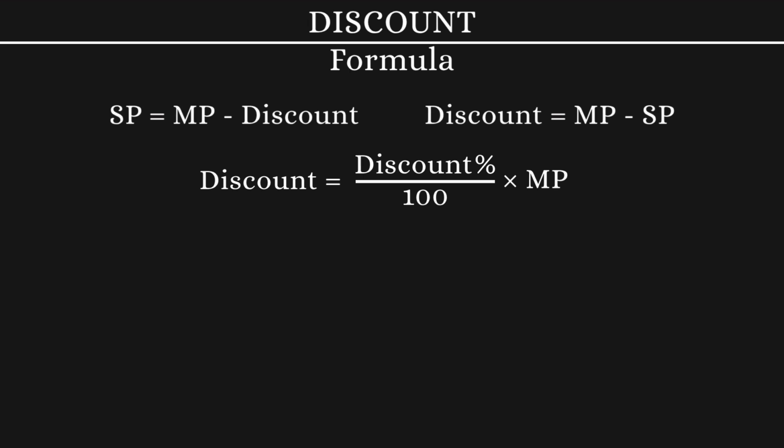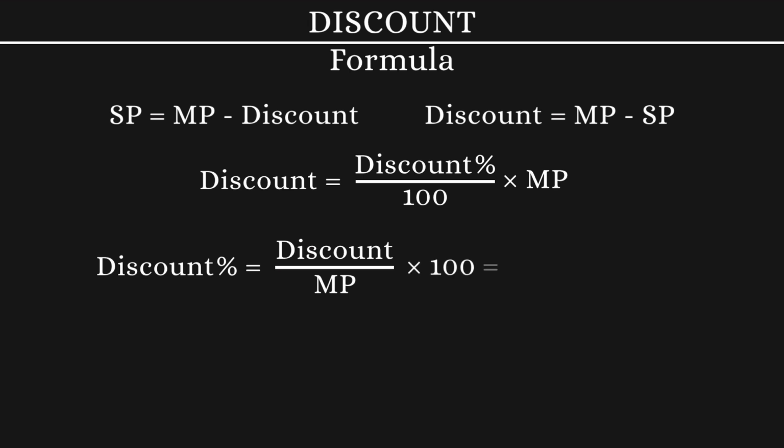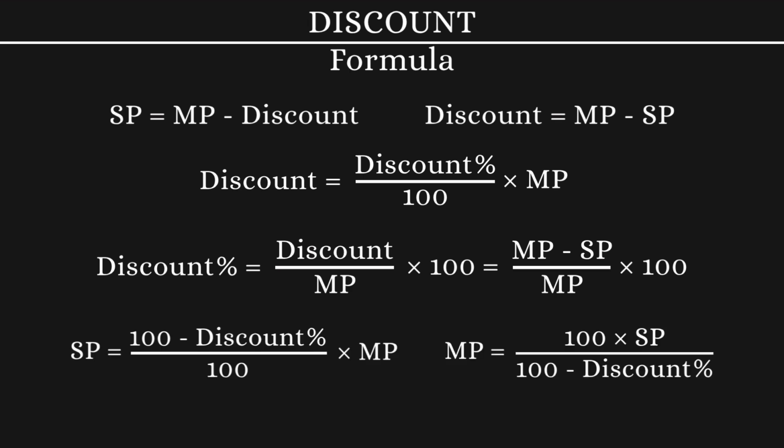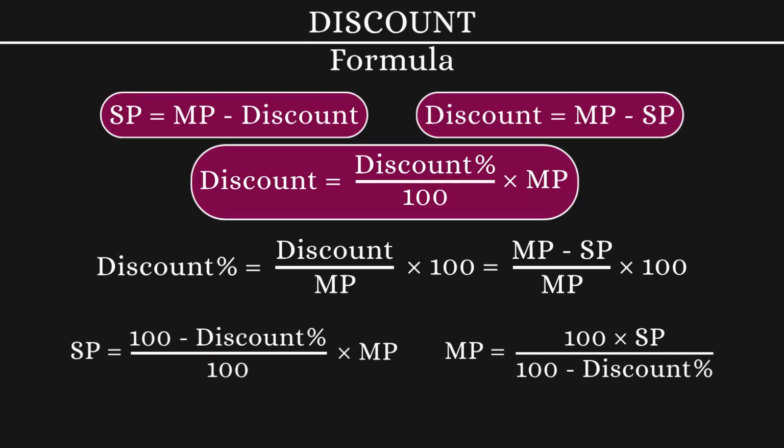From this formula, you can also write discount percentage is equal to discount divided by marked price into 100. Using this expression in place of the discount, we have discount percentage is also equal to marked price minus selling price divided by marked price into 100. From this, we can derive the formula for selling price and also marked price. But it is not necessary to learn all these formulas by heart. It is enough if you know these three.